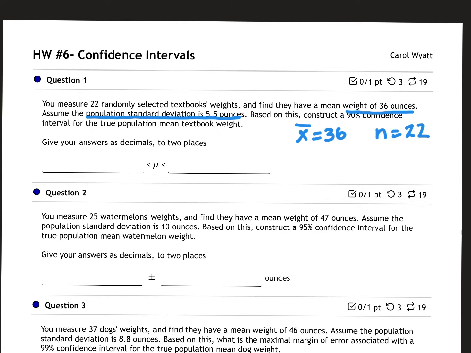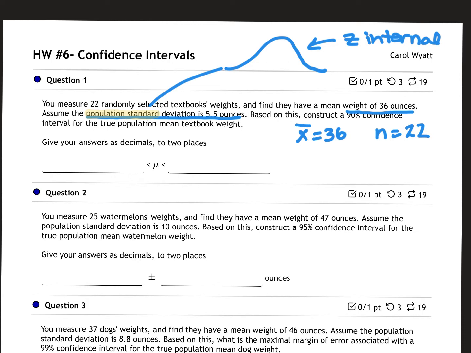Now, the reason this word population is so important is because if you know the population standard deviation, then you can base this confidence interval on a regular normal curve, which we call a z-interval. But you only get to use a z-interval if you know the population standard deviation.